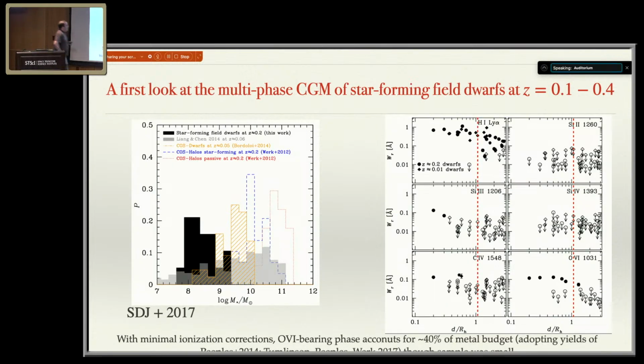We put together a very modest statistical sample where you can see H1, silicon-2, 3, 4, carbon-4, and oxygen-6 all here, and found that the oxygen-6 phase is by far the most cosmically abundant, and if you make some plausible ionization corrections, it could account for at least about 40% of the metal budget of these dwarf galaxies.